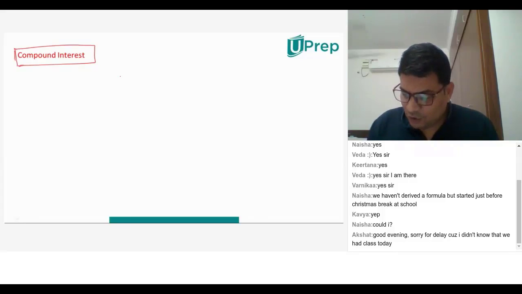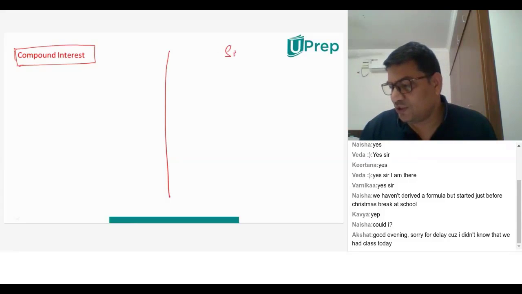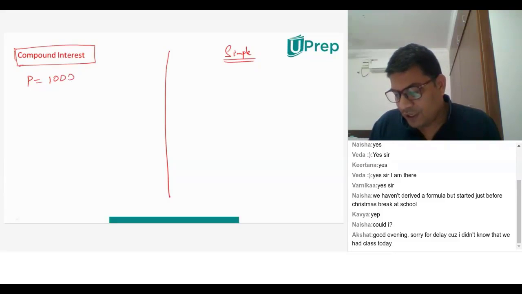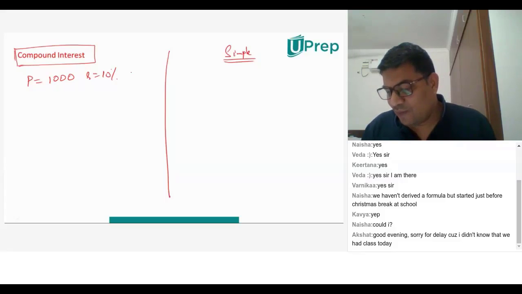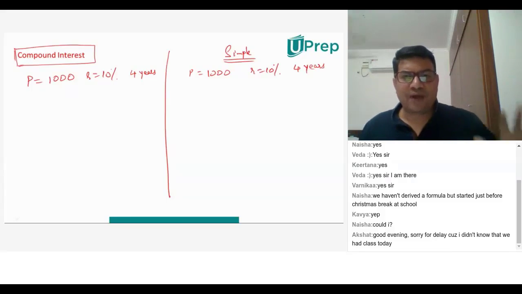Okay. So let's assume I have two situations. One is a simple interest situation, another is a compound interest situation. Let's assume I took a loan of say 1,000 rupees at a rate of interest of say 10% for mathematical sake, and I took it for 4 years. So the principal is 1,000 rupees, the rate of interest is 10%, and you have taken it for 4 years. Let's see how we understand the difference between simple interest and compound interest.